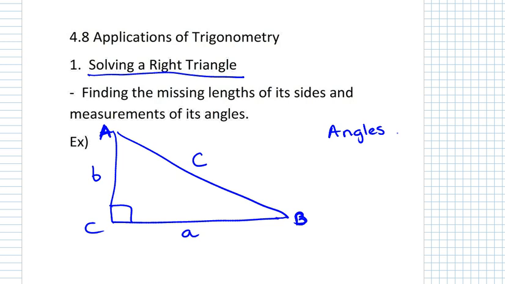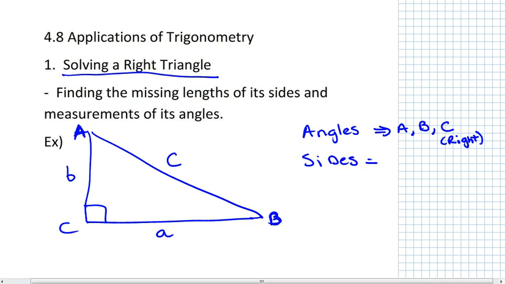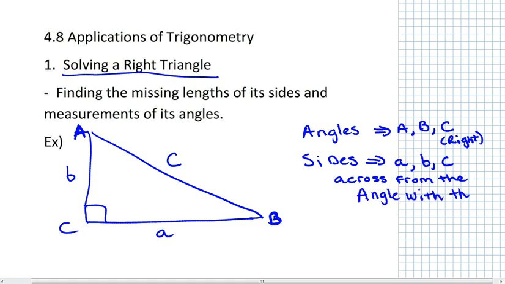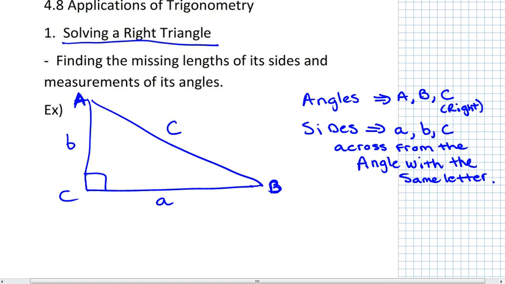The sides are lowercase, so you have a, b, and c, and they are across from the angle with the same letter. So when you set it up, if there's no picture, that's how you would set it up. So let's do an example.